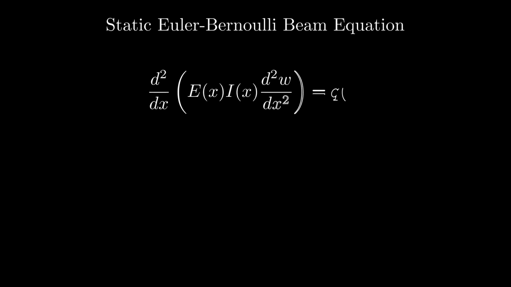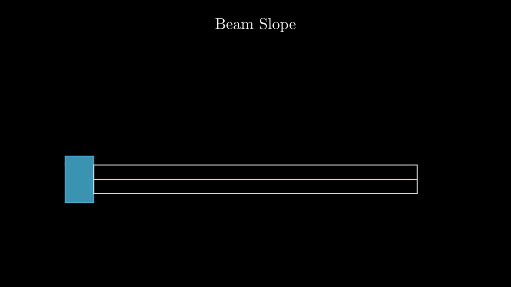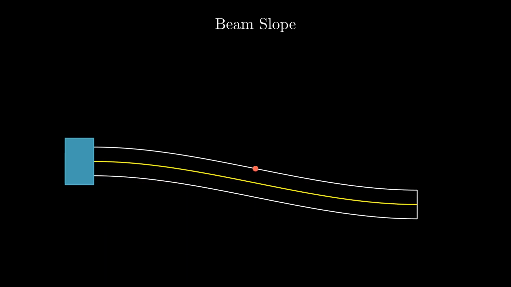Finally, it's time to start talking about the double derivative of displacement with respect to the beam axis, d squared w over dx squared, or the curvature. To understand the curvature, we should start with what the slope of a beam is. If we look at a deformed beam and pick an arbitrary point, the rate of change of the displacement with respect to the beam axis is the slope.